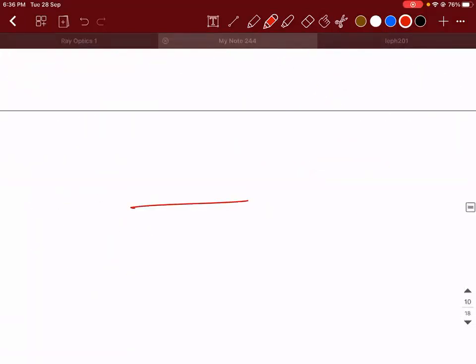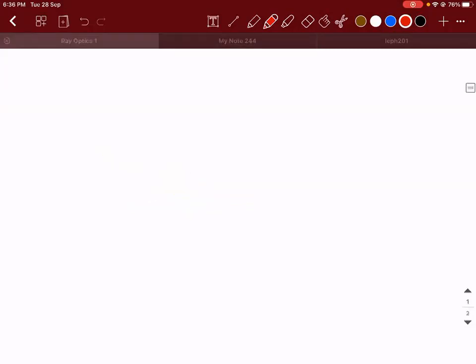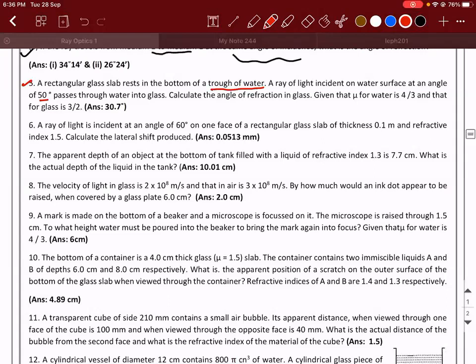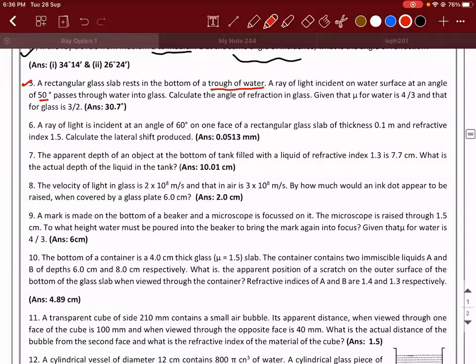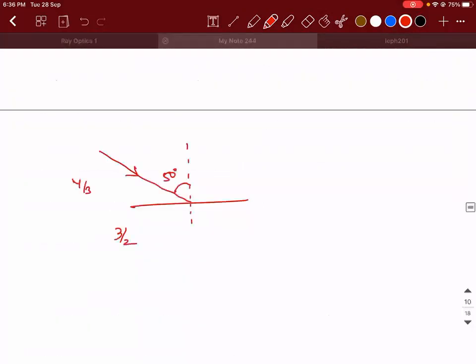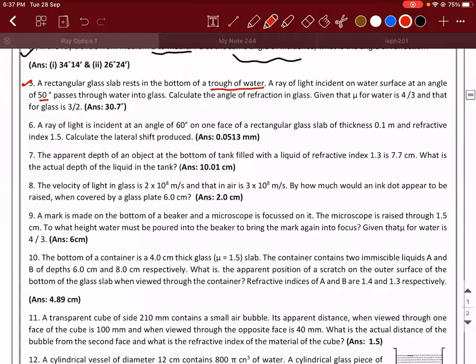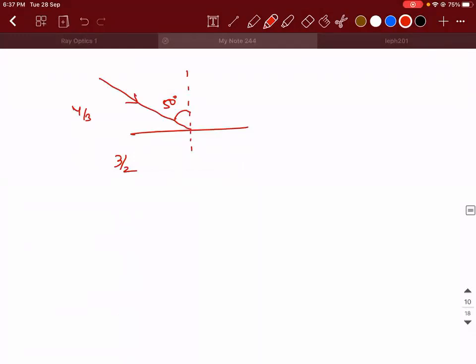So there is a glass slab. A ray of light is incident on the surface at what angle? At an angle of 50 degrees. Right. And the ray travels from water, whose refractive index is 4/3, to glass, that is 3/2, 1.5. Now they are asking, find the angle of refraction. What is so tough about it? It's just one step.